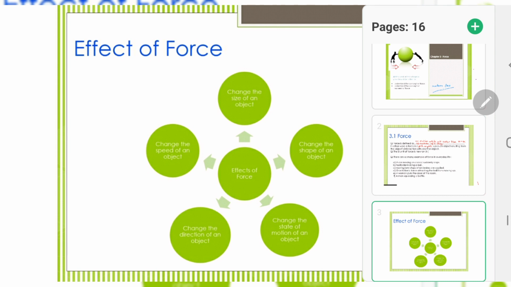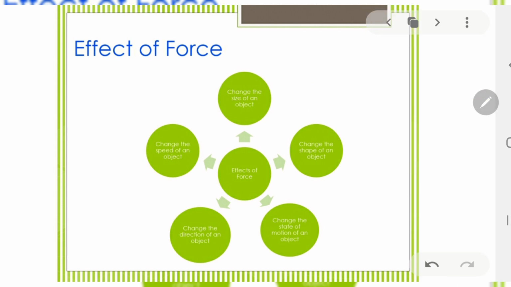Okay, the next topic is about the effect of a force. So there are 5 effects of a force. Effect number 1. A force can change the size of an object. Number 2. A force can change the shape of an object. Number 3. A force can change the state of motion of an object. Number 4. A force can change the direction of an object. And number 5. A force can change the speed of an object.